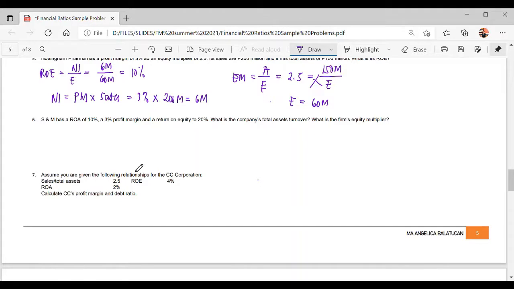Okay, so where do we start? So the equity multiplier is equivalent to assets over equity, or average total assets over equity. Okay, and aside from that, you have the total assets turnover. The first requirement there is the total asset turnover.